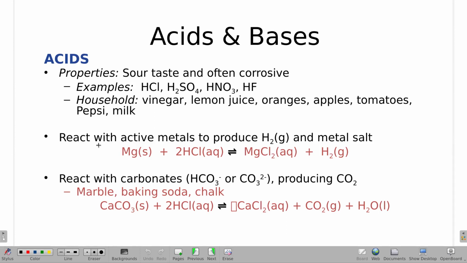Alright, so the common properties of acids. They apparently have a sour taste. I'll take that from your textbook's word. I'm never going to taste any of these just to see and test that. I will agree that they are often corrosive. Most of our concentrated acids, if you were to put even a penny in with them, especially nitric acid, HNO3, it would dissolve the penny. So it corrodes the penny down to just copper ions floating around in solution.